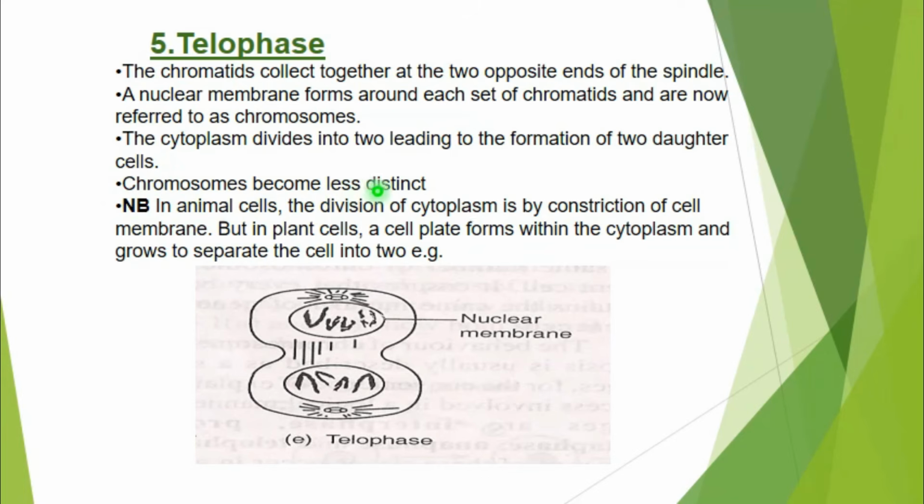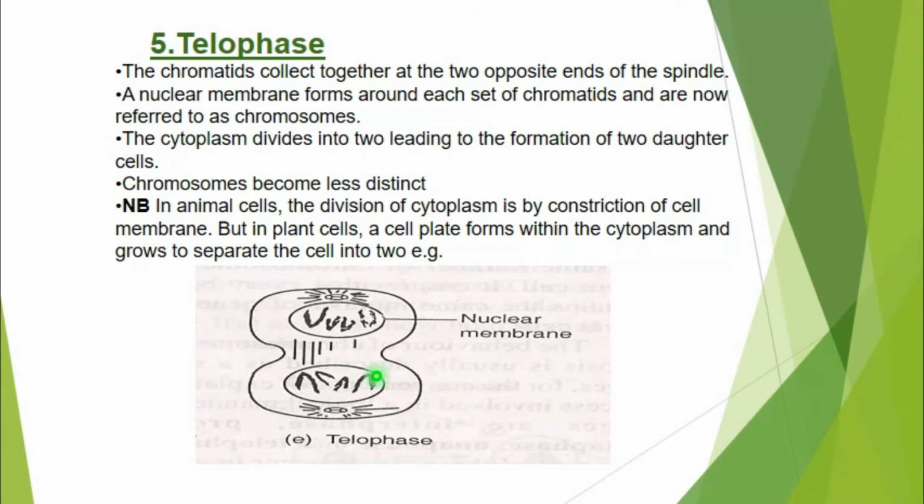The chromosomes become less distinct. Less distinct means they are not very visible. Distinct means visible. Therefore, less distinct means less visible. And then in an animal cell, the division of the cytoplasm is by constriction of the cell membrane. But in a plant cell, the cell plate forms within the cytoplasm and it grows to separate cell into two.